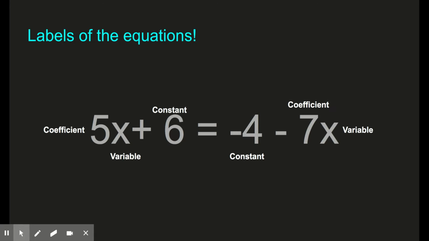So, just labeling the equation, this 5 is going to be my coefficient. This x is my variable. This 6 is my constant. The -4 is my constant. The -7 is my coefficient. And the x is my variable. I'll post this PowerPoint in Schoology so you guys can see it, okay?